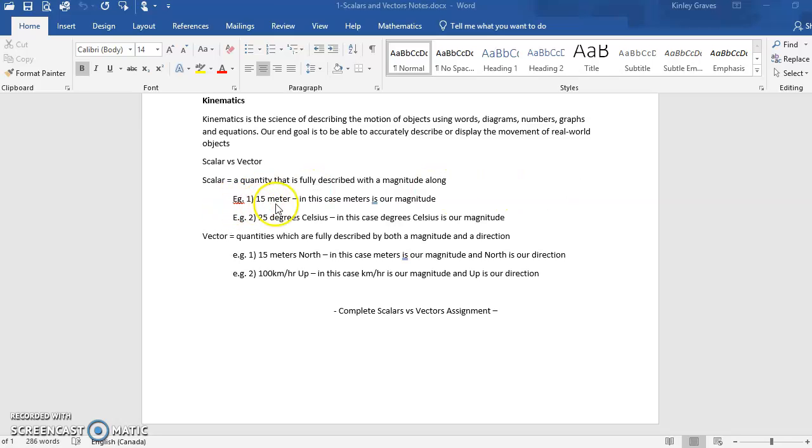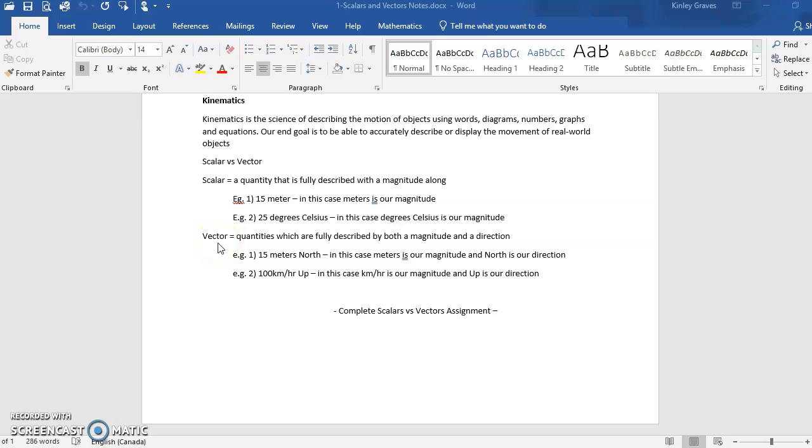So for example 1, here we have 15 meters. In this case, meters is our magnitude. So again, the word magnitude is talking about this kind of unit to describe this object that's potentially traveling 15 meters. So example 2, 25 degrees Celsius. In this case, degrees Celsius is our magnitude. So these would both be scalar quantities because they were fully described with a magnitude alone. So we just said 15 meters, that was good. And we just said 25 degrees Celsius. Those are both scalar, we just described them that way, okay?